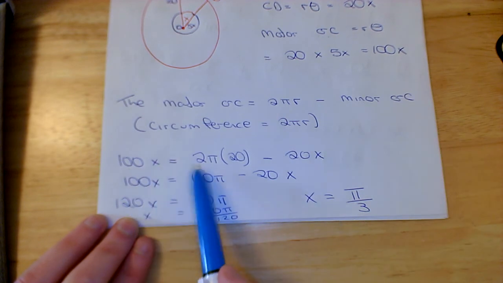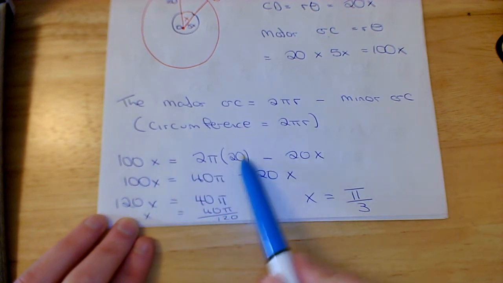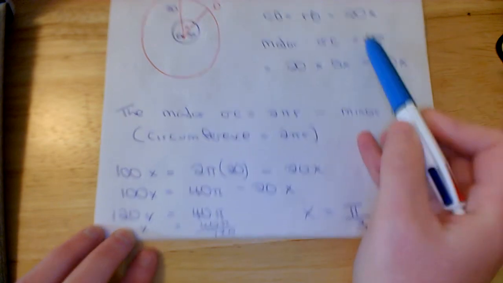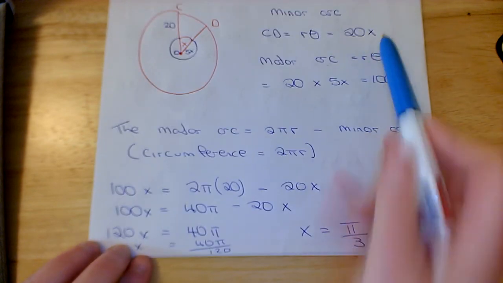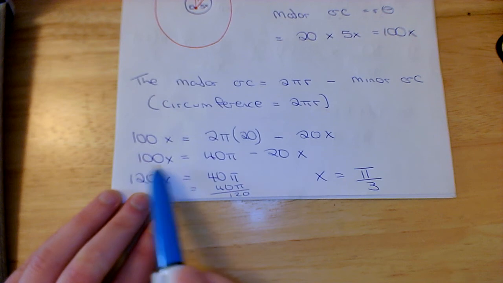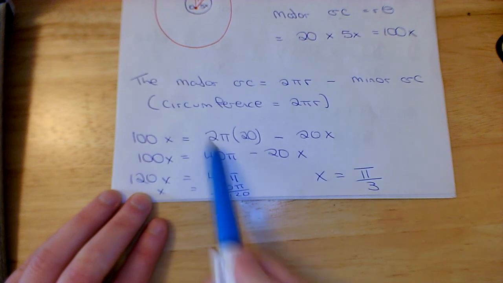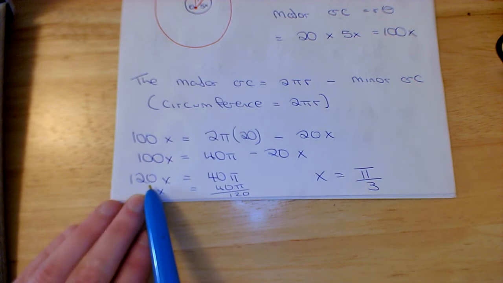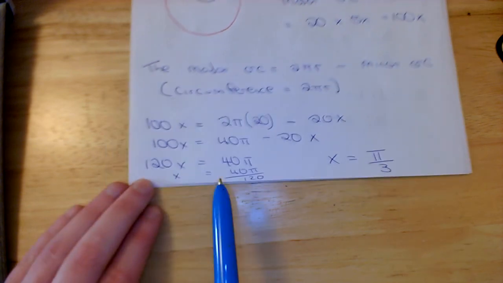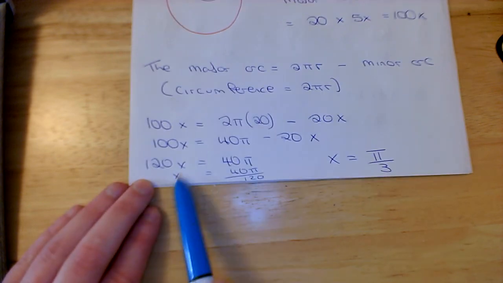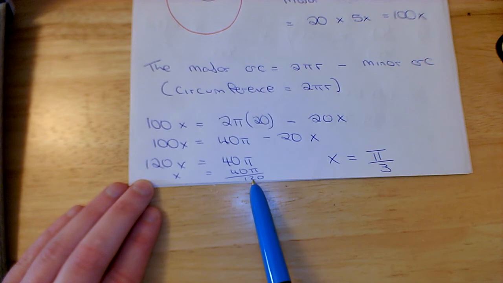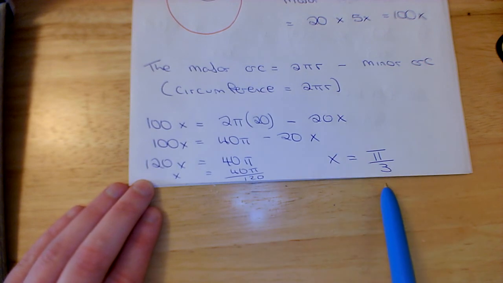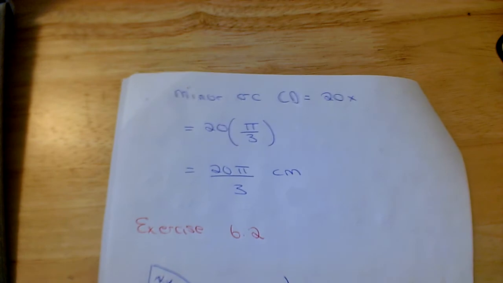Right, so I know that my major arc is equal to 100x. So 100x is equal to 2 pi, my radius is 20, minus my minor arc we worked out up here is 20x. So then I have 100x is equal to 40 pi minus 20x. So then I bring over my 20x and it becomes 120x is equal to 40 pi. So I get x is equal to 40 pi over 120, and then when I put that into the calculator, I get x is equal to pi over 3.